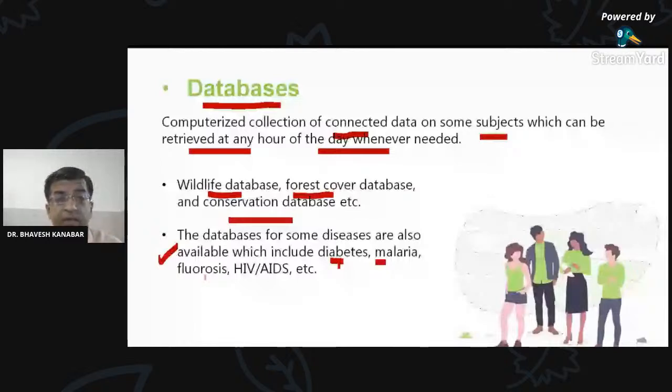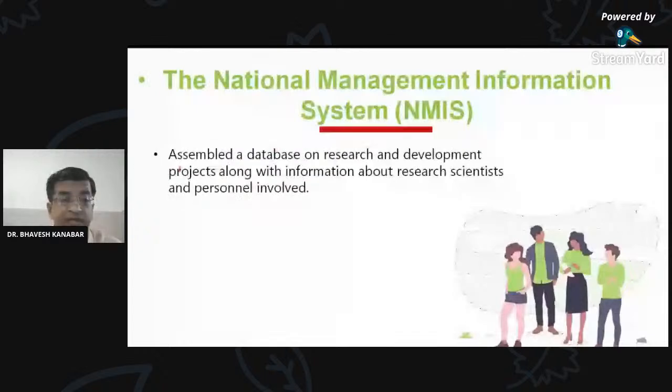Then the National Management Information System, NMIS, assembles a database on research and development projects, along with the information about the research scientists and the personnel involved. So who are the personnel involved in research and development? The R&D department, we can say. So NMIS collects the database of research and development. You can remember it like that.